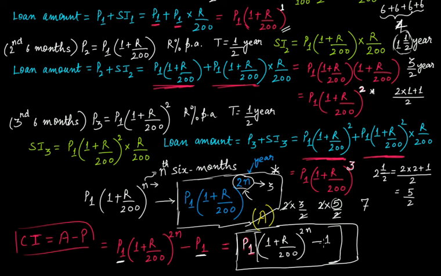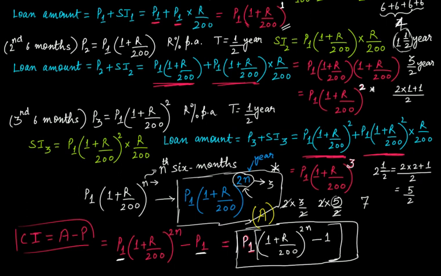Okay, another important thing left for discussion is that in some books you'll find this formula written as P1 (1 plus r by 2) raised to power 2n. Okay, don't get confused. This is also the same thing as here. So what's the difference actually?